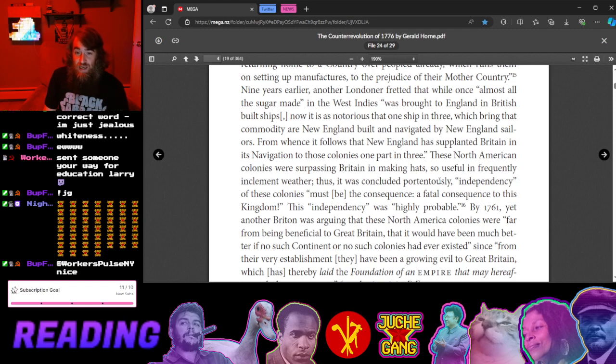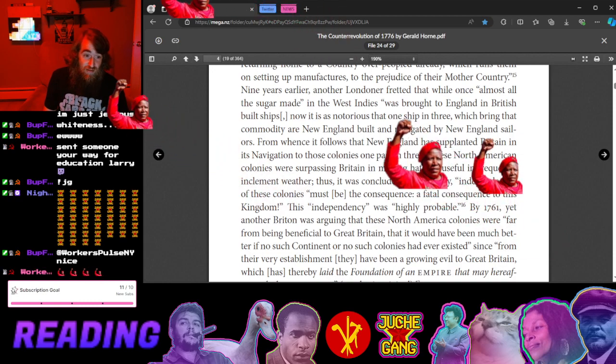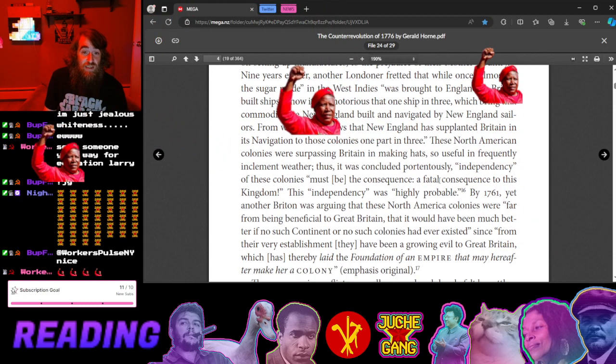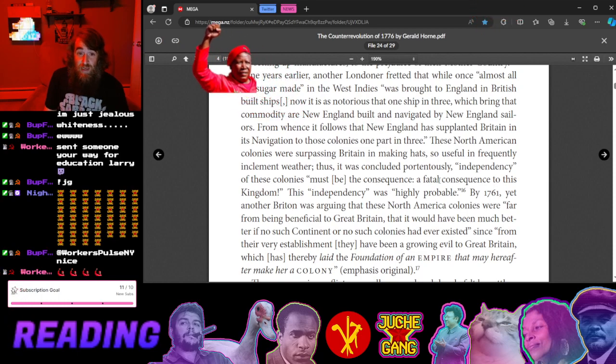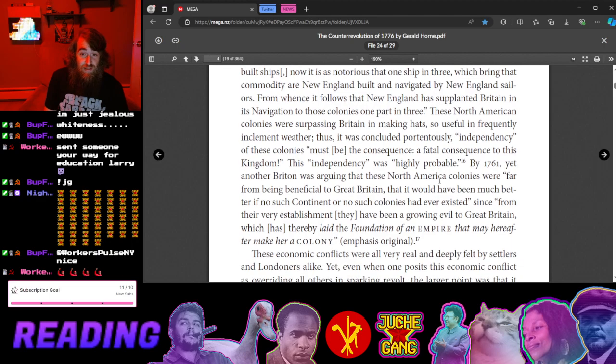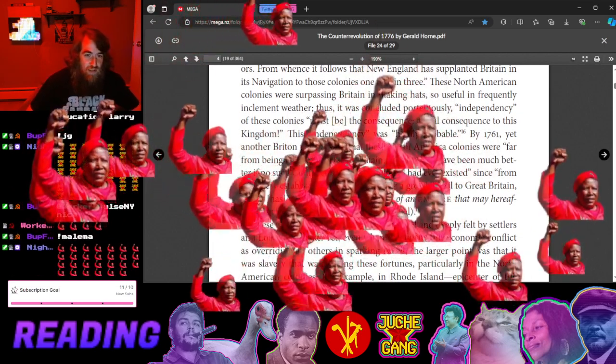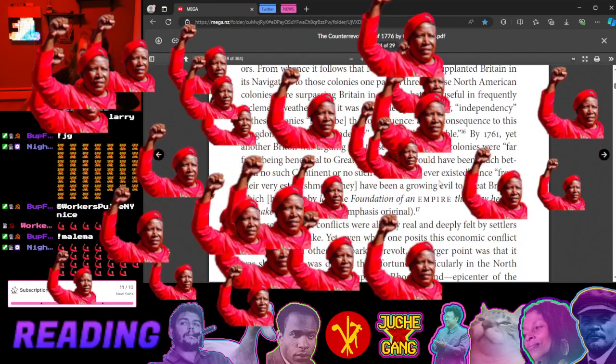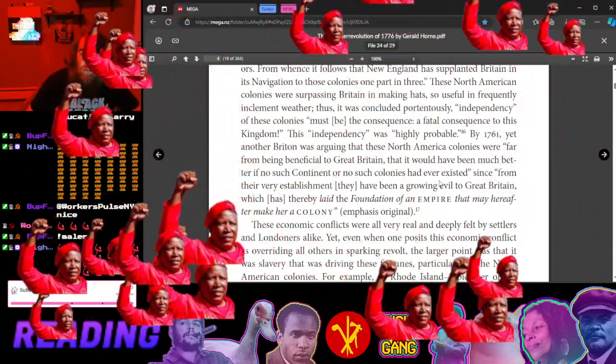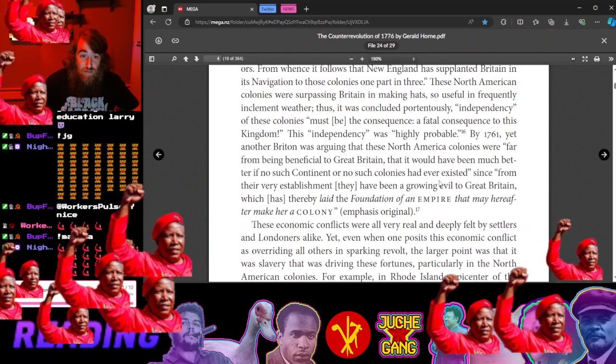Nine years earlier, another Londoner fretted that while once almost all the sugar made in the West Indies was brought to England in British-built ships, now it is as notorious that one ship in three which bring the commodity are New England built and navigated by New England sailors. From whence it follows that New England has supplanted Britain in its navigation to those colonies, one part in three. Unquote. These North American colonies were surpassing Britain in making hats, so useful in frequently inclement weather.